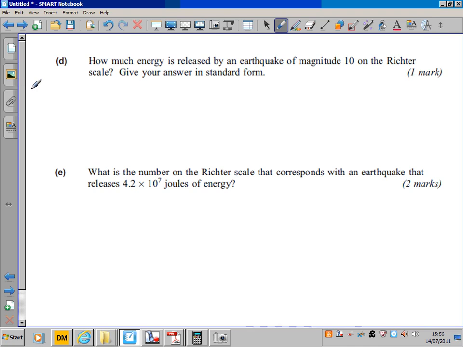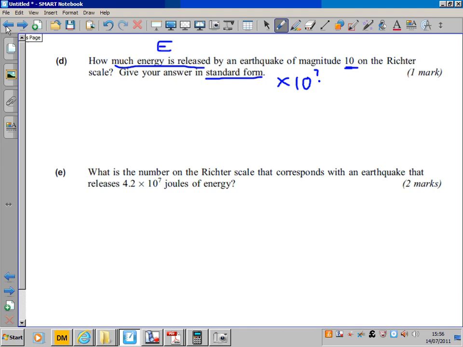Part D. How much energy is released by an earthquake of magnitude 10 on the Richter scale? So let's just underline 10. Give your answer in standard form. Standard form means the kind of way when you write it as times 10 to the power of something. So I need to leave my answer in that form. Okay, so how much energy is released? So that was represented by E in my equation.